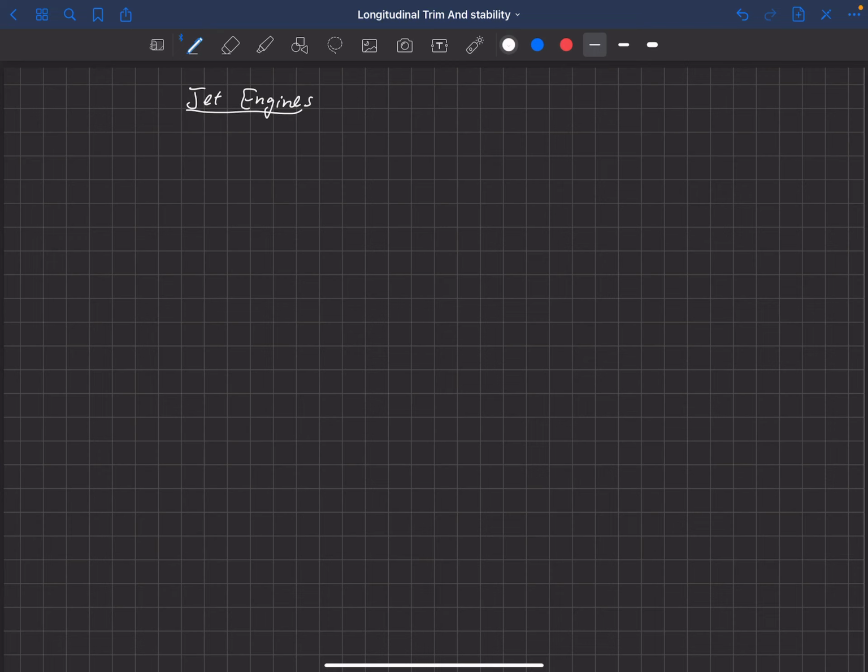Jet engines also have a strong effect on your longitudinal trim and stability. So let's talk about why that is and how to account for that in our analysis. So here's a jet engine. Looks something like this.